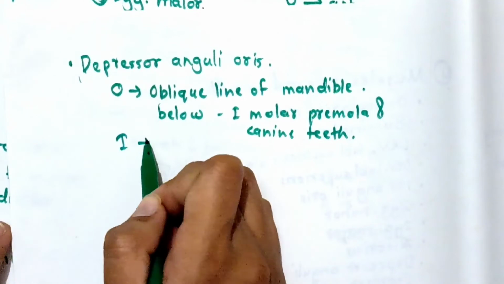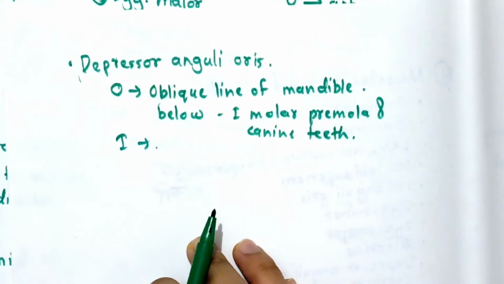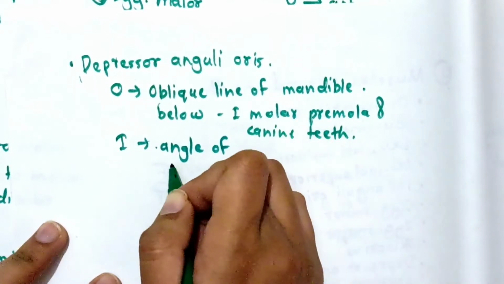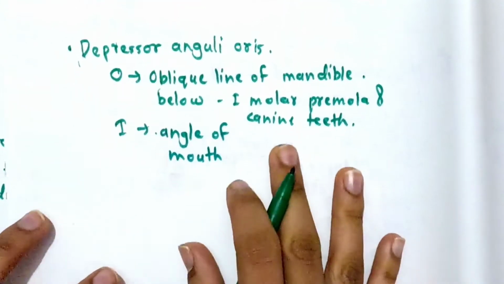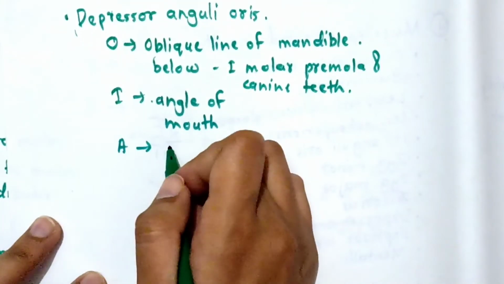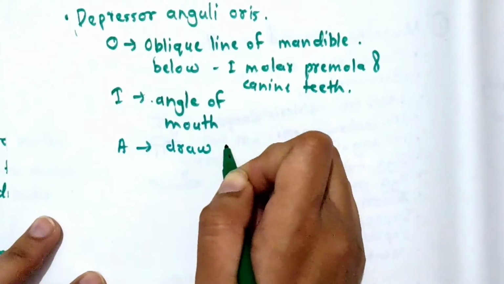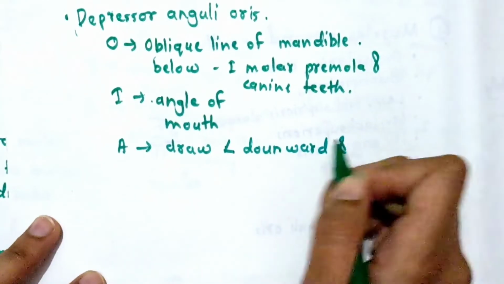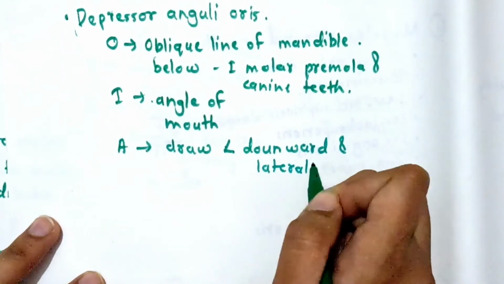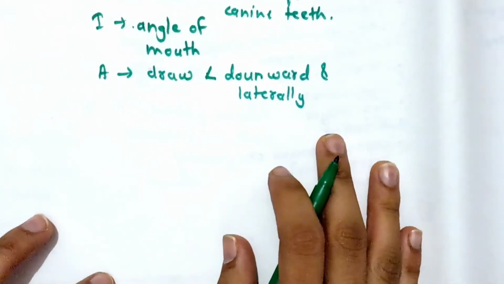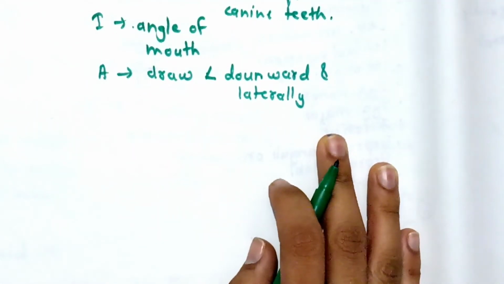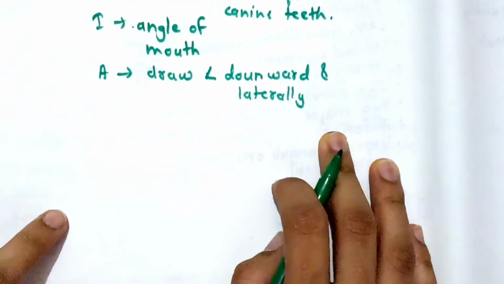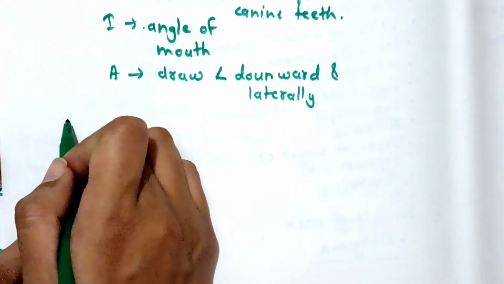Now insertion, where is the insertion? It is on the skin of angle of mouth. And what will be the action? It draws the angle downward and laterally. Okay, now these are the muscles of sad expressions. Up to now we have seen the muscles of smiling expression. Now these are the muscles of sad expression.